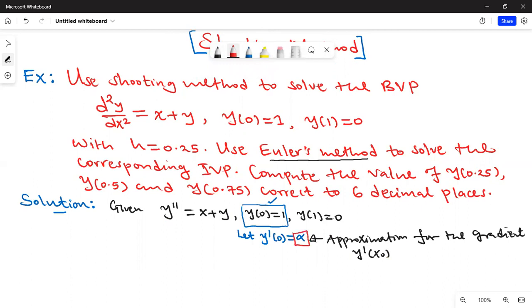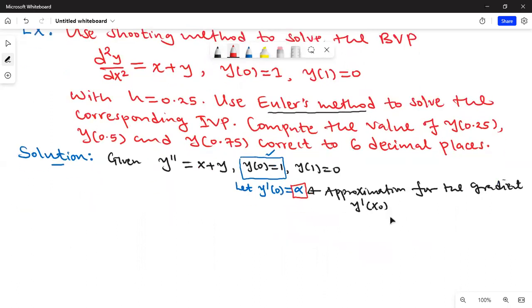Now we are converting to the corresponding IVP, so the IVP is such that y double prime is equal to x plus y, subject to the initial conditions that y of 0 is equal to 1 and y prime of 0 is equal to alpha. Now this is an IVP.